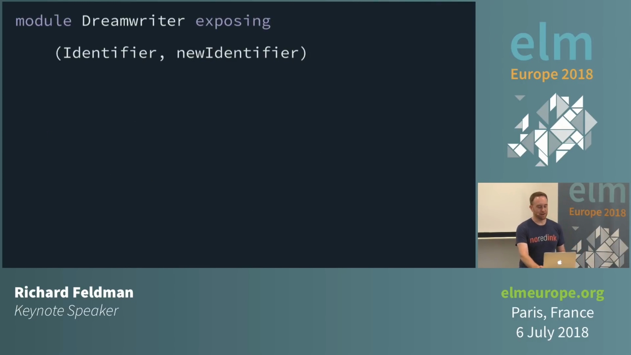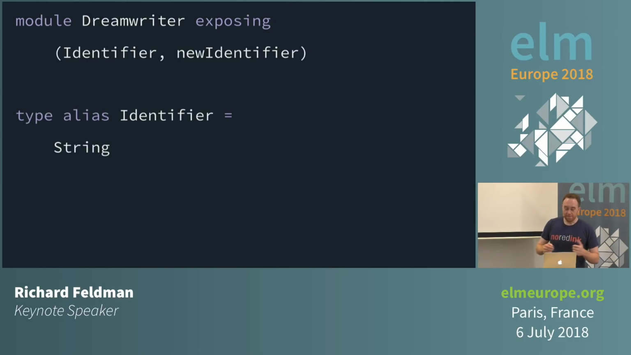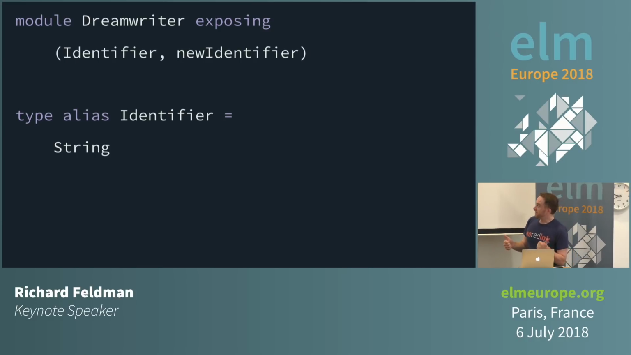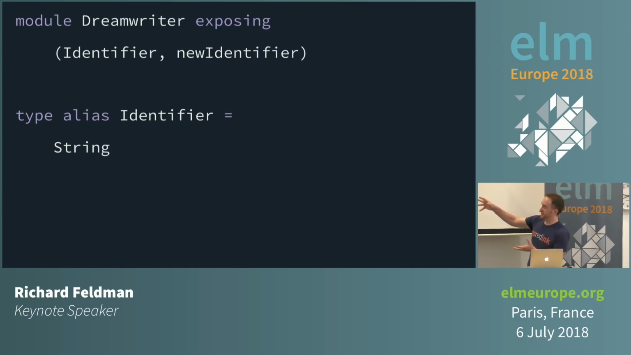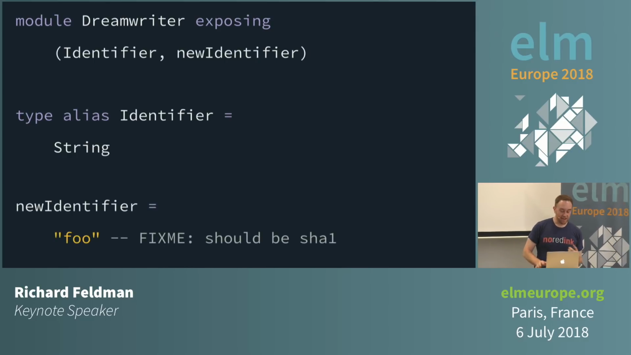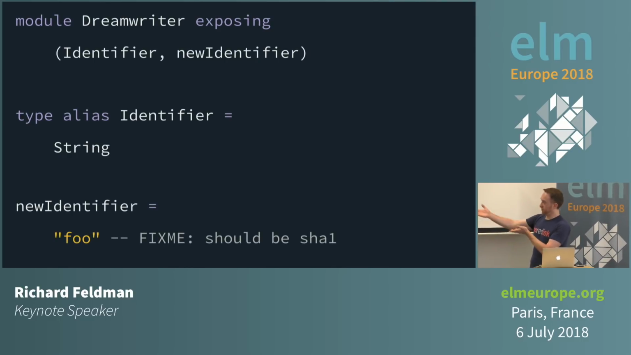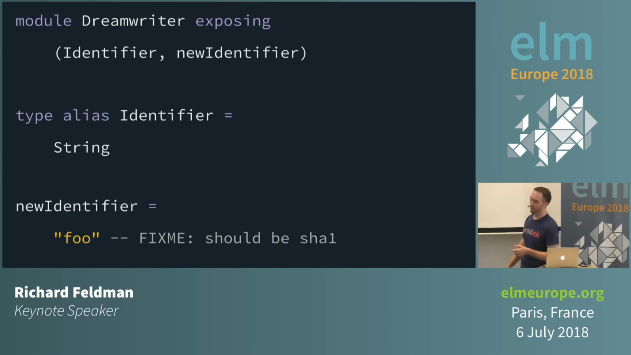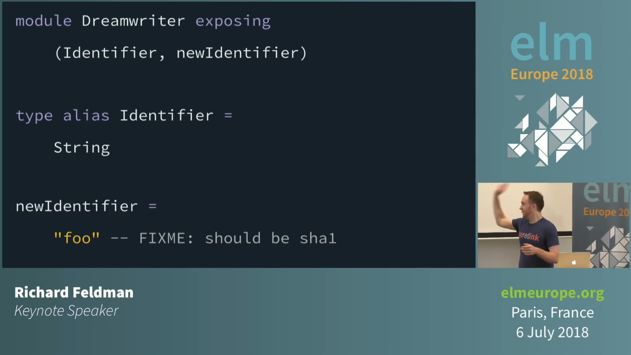So this ID Identifier thing, this is in a different module called Dreamwriter.Identifier. I don't think this was a good idea in retrospect. It also exposed this thing called newIdentifier, which was supposed to generate the identifier from a randomly generated SHA hash. So I had type alias Identifier equals String. I was pretty hyped about this. I was like, yeah, this is cool. I can have it be a string, but I can make it more self-documenting by using a type alias. And then I had newIdentifier equals hard-coded string "foo", and a comment said "fix me, should be SHA-1", but I didn't really know how to do that yet. So I was like, this will work out.